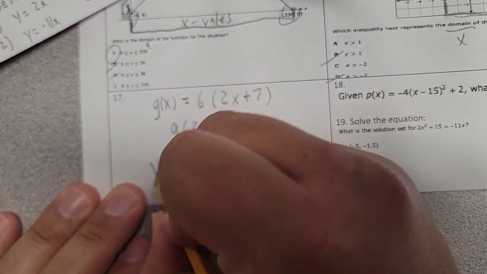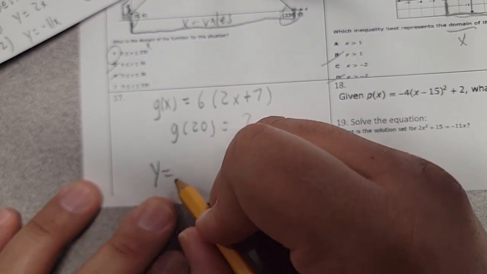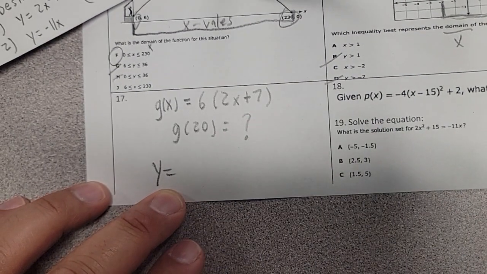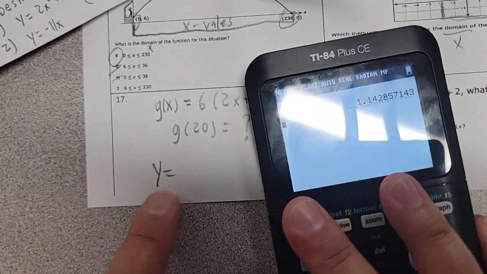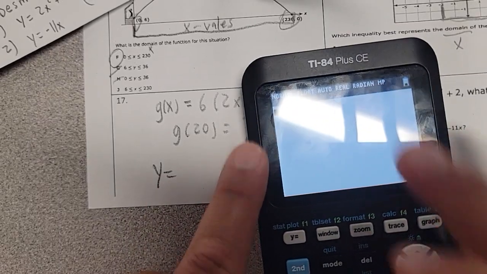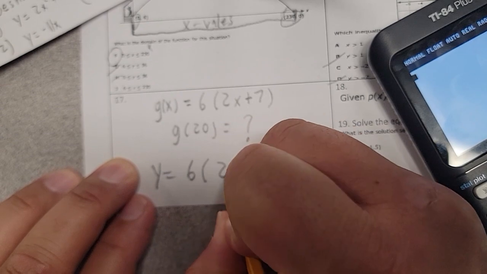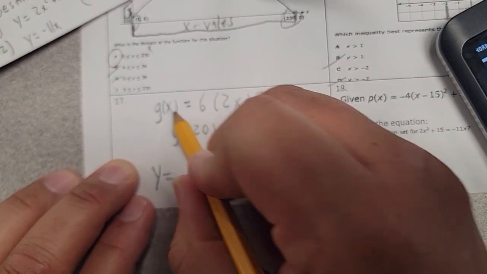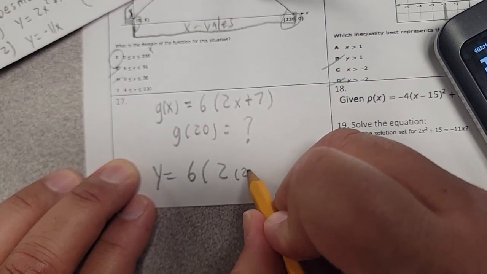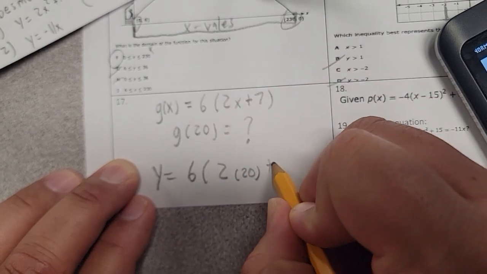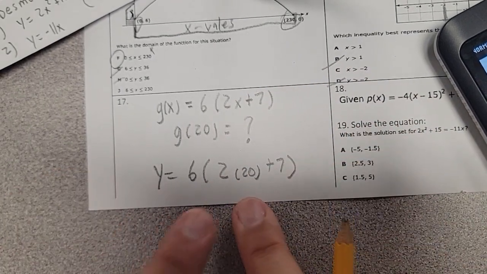All right, y equals, and you can put it in the regular calculator too if you want to do it by hand, or you can put it in Desmos. In Desmos, you just put y equals. In this calculator, you just put regular. So 6 parentheses 2. Now, instead of having an x, they give you a 20. So I'm going to go ahead and put a 20 where the x is, plus 7. All right, and then you just get your answer.